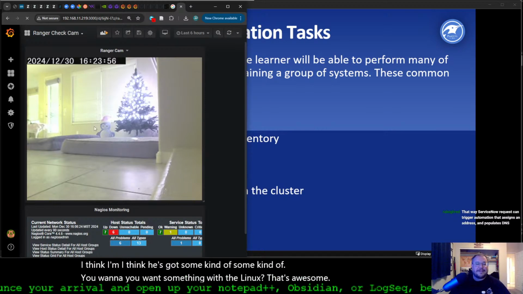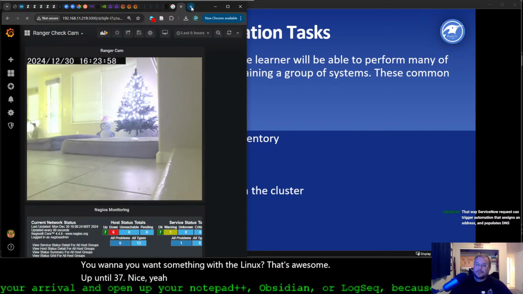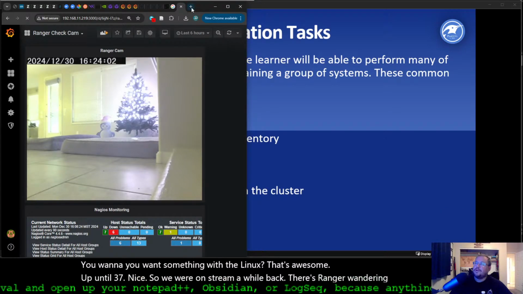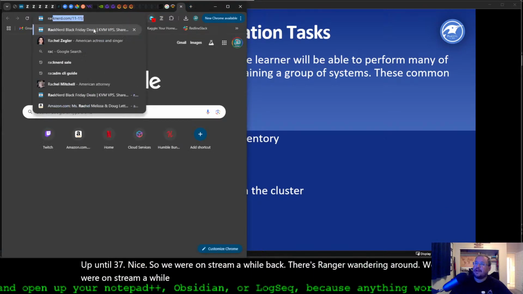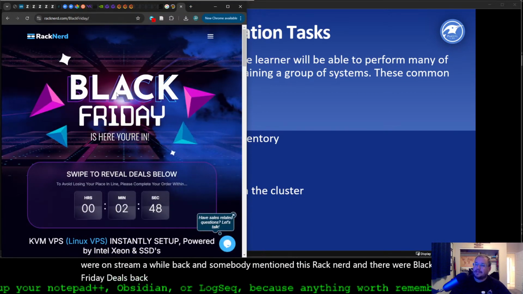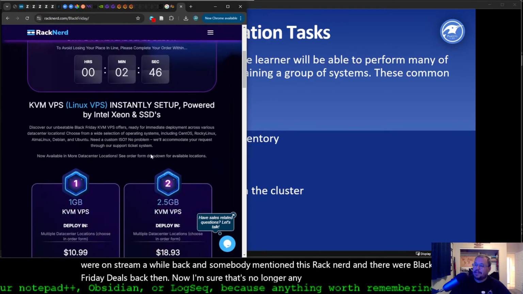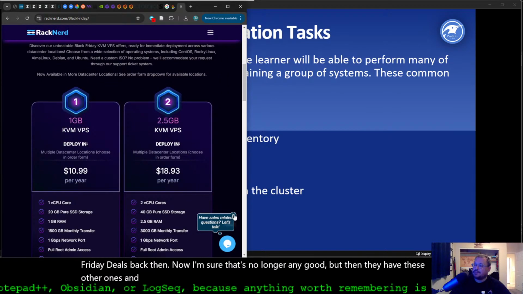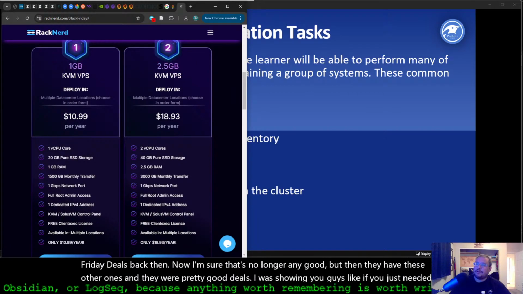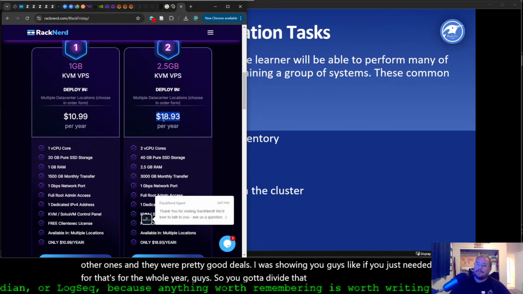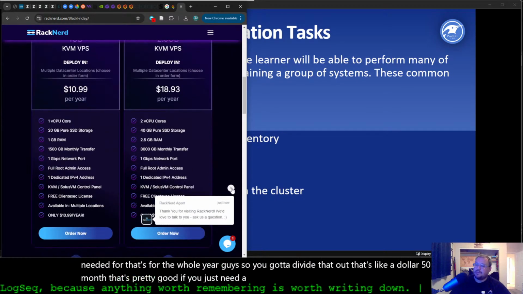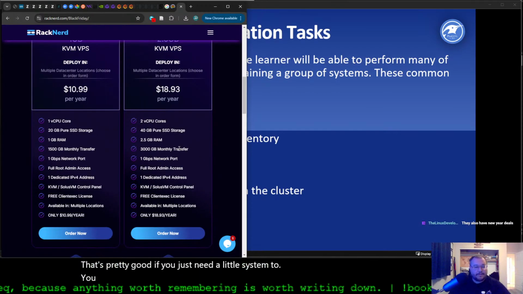Up until 37, nice. Yeah, so we were on stream a while back, and somebody mentioned this Rack Nerd, and there were Black Friday deals back then. Now, I'm sure that's no longer any good, but then they have these other ones, and they were pretty good deals. I was showing you guys, like, if you just needed... that's for the whole year, guys. So you got to divide that out. That's like $1.50 a month. That's pretty good if you just need a little system to bounce an API off of or mess around with.